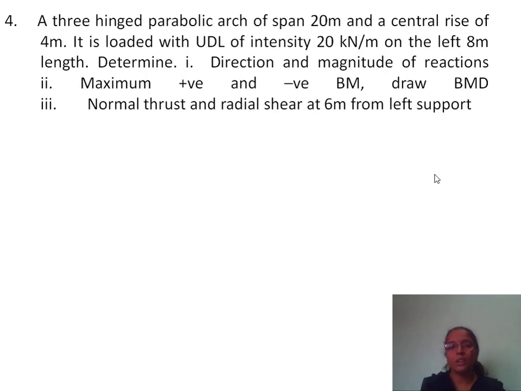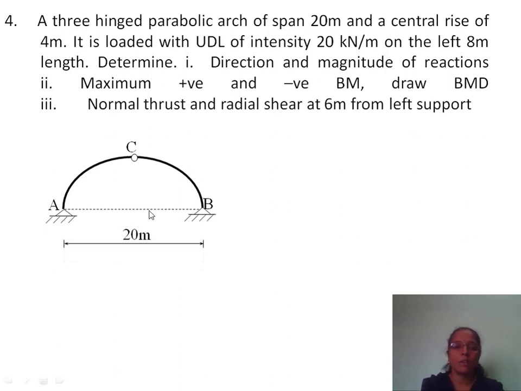So let us draw the parabolic arch now. ABC is a 3-hinged parabolic arch of span 20 meter. Distance between the two supports is 20 meter and the central rise is 4 meter. It is loaded with UDL of intensity 20 kilonewton per meter on the left 8 meter length. So the midpoint is at 10 meter.